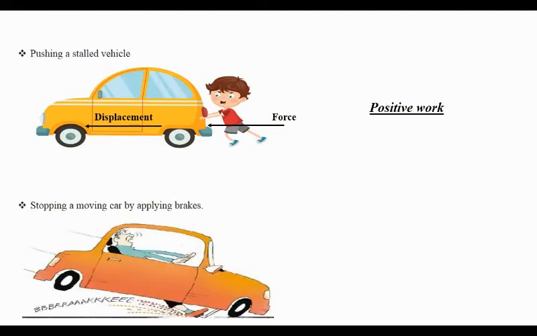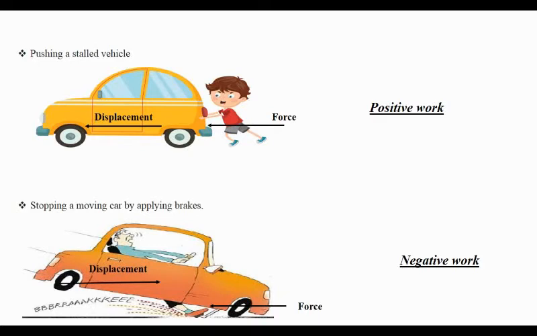In that case, the car is in motion. The displacement occurs in the forward direction. To stop the car, we have to apply the brakes. After applying the brakes, the force acts in the backward direction of motion. In that case, the displacement and the force are opposite to each other. That's why the angle between them is 180 degrees. We previously saw that when the angle between them is 180 degrees, the work done is negative. In that case, the work done is negative.